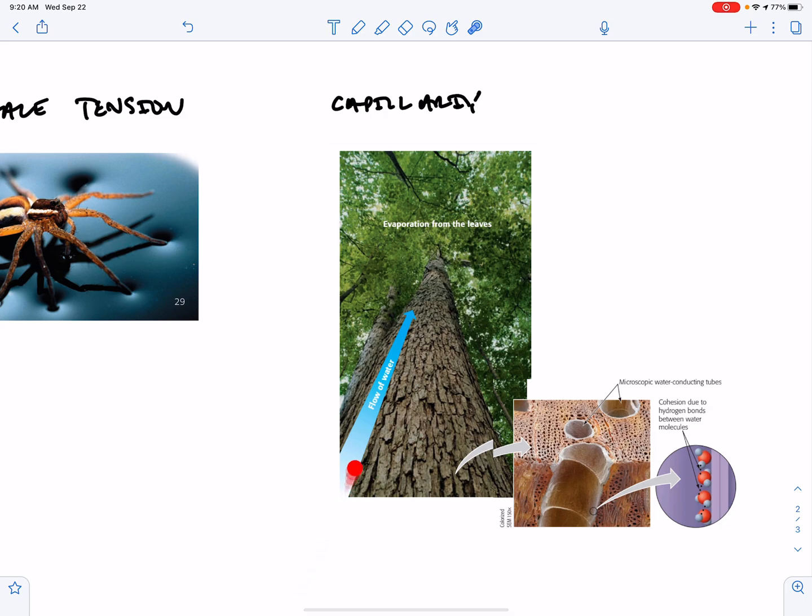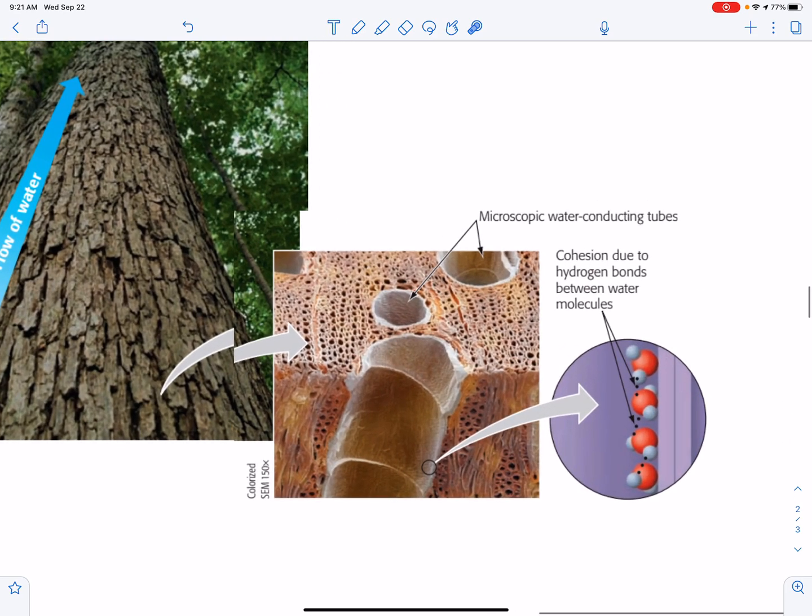And water is able to move up the tree because of both cohesion and adhesion. So these tiny little microscopic water conducting tubes are polar. And this means that water molecules will bind to the sides of the tube. This is an example of adhesion. They'll also bond to other water molecules. This is an example of cohesion.